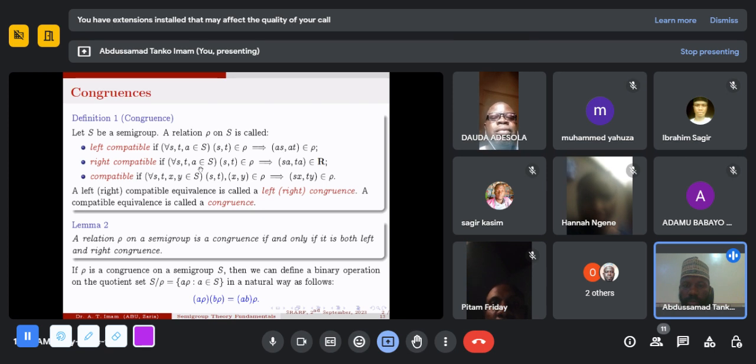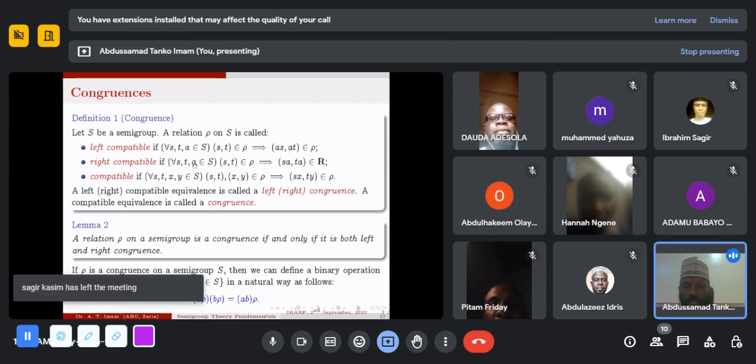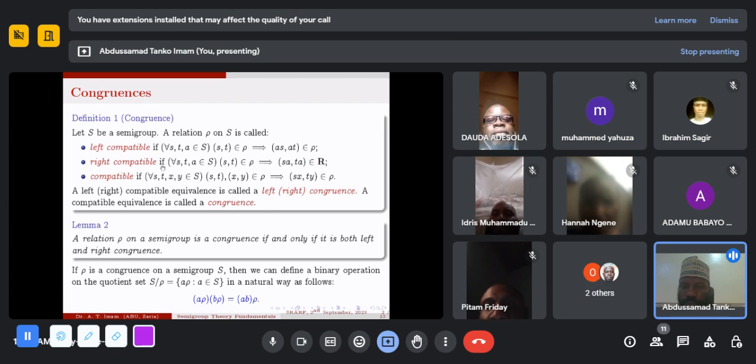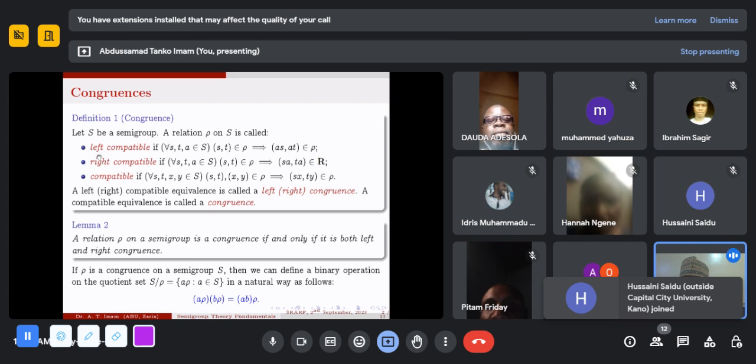And the relation is called right compatible if for any element A of the semigroup, if S is related to T under rho, then SA is related to TA under rho. It's supposed to be rho actually, not R. It's a typing mistake there. And then we say the relation is compatible if whenever S is related to T and X is related to Y under the relation, then the product SX is related to TY. So these are the defining properties of a relation that are called left compatibility, right compatibility, and compatibility of the relation.